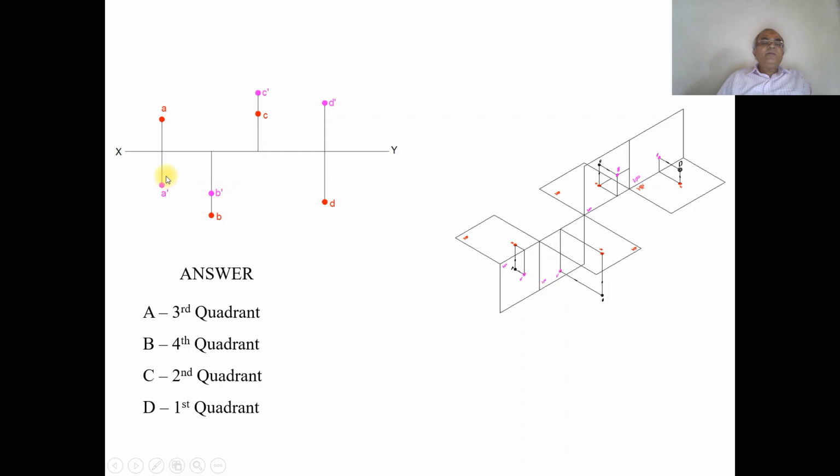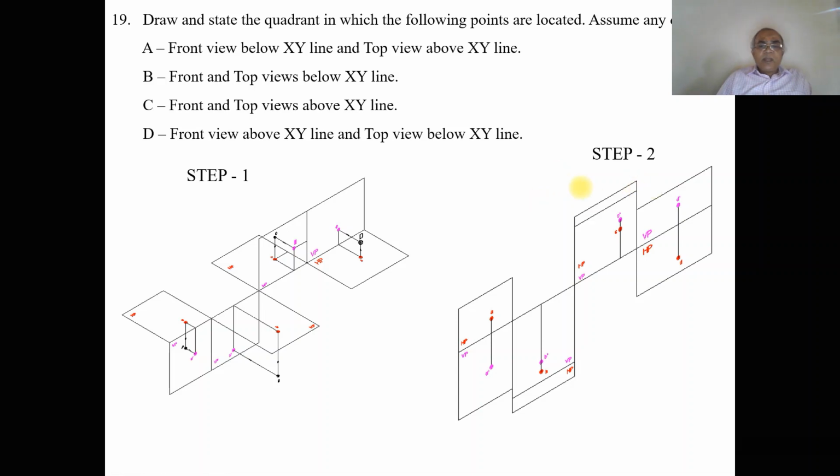So what we need to do is identify in which quadrants these points will fall. Coming back to this, when you take the front view below XY line and the top view above XY line, obviously it has to be in the third quadrant. Why? Because when HP is rotated, the top view will become above and the front view will become below. So the top view is above XY line and the front view is below XY line.